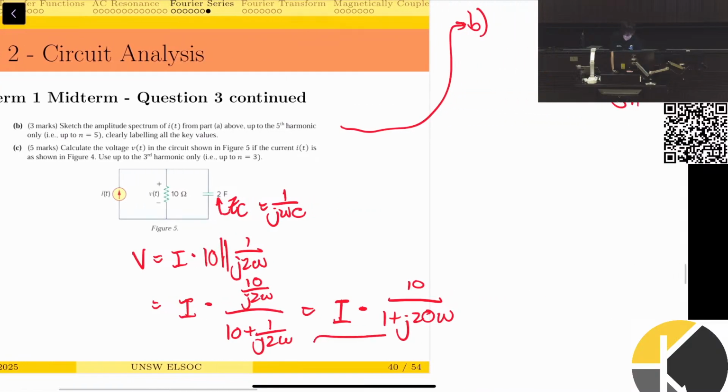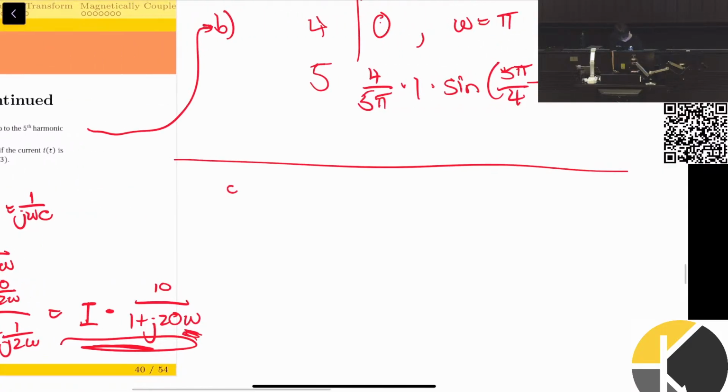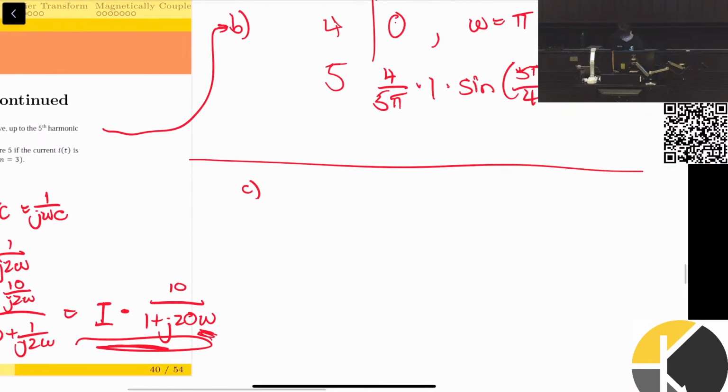Cool. So this is the expression that I'm going to be using to find the voltage for each harmonic. It's important to note that I haven't subbed in a value for omega, and that's because at each harmonic we're actually dealing with a different frequency. So I need to keep that omega there. So continuing on, we need to consider n for 1, 2, and 3.